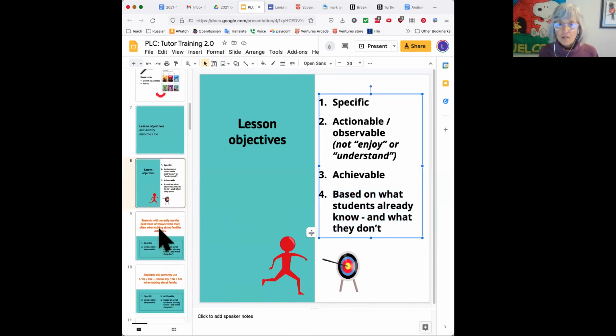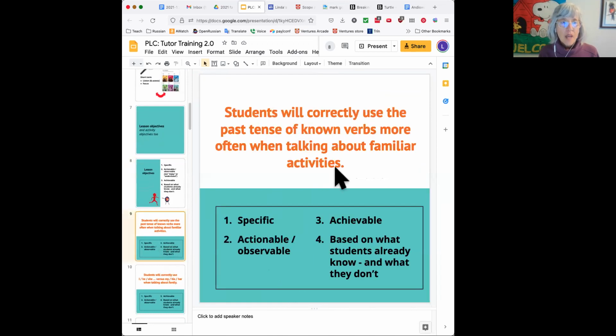Questions? Okay, so let's see. Wendy, could you read this orange for us, please? Wendy Orloff.